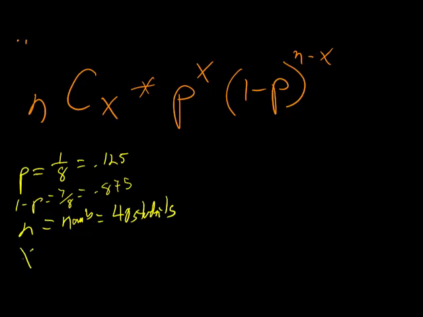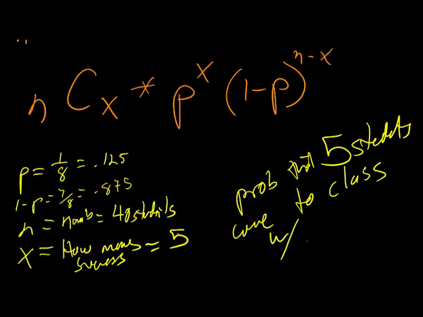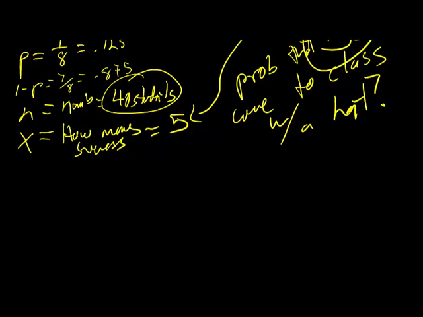And I'm going to ask the question X. How many successes? And so I've said 5. What does that mean? I want to know what is the probability that 5 students will come to class with a hat. That's the question. So this is the total number that we want. This is the total number of students altogether, and these are the probabilities of walking with a hat or not walking with a hat.